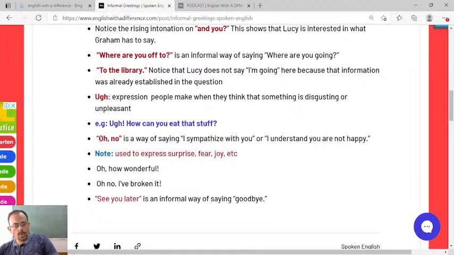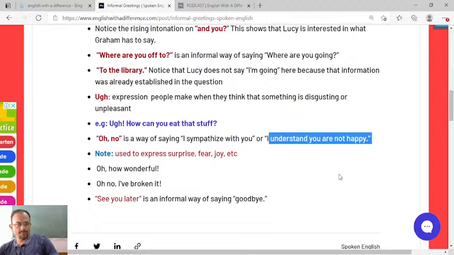Okay, next is "oh no." "Oh no" is a way of saying I sympathize with you or I understand you are not happy. Right? Supposing that your friend has told you, I have lost my book today, I have lost my purse today, I have lost my wallet today. Then you can say, oh no. So "oh no" here means I sympathize with you. I also feel bad, I feel sad that you have lost your purse. So in that situation, you can use "oh no," right?